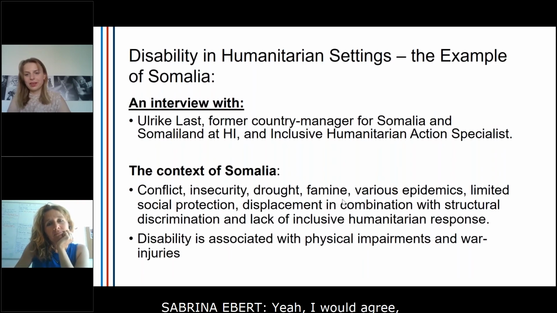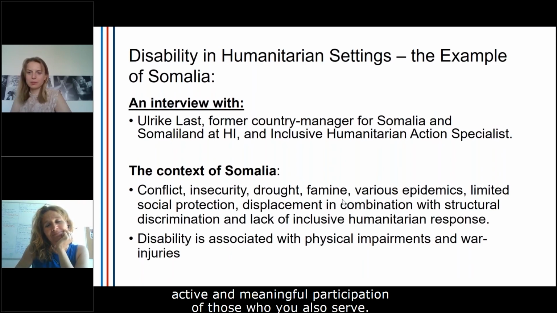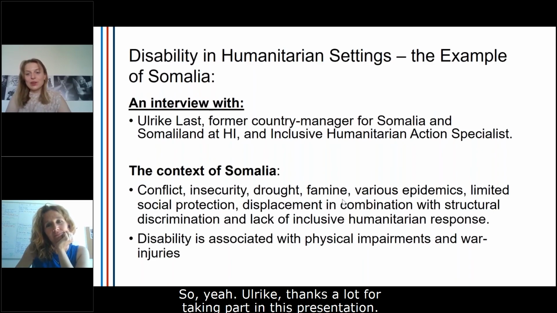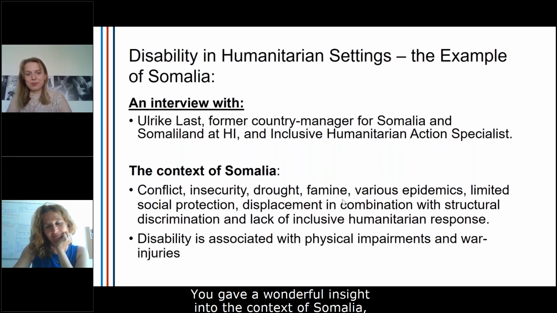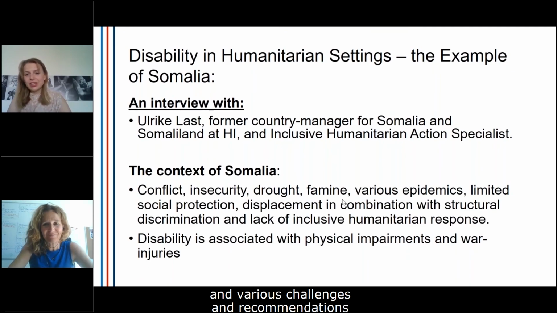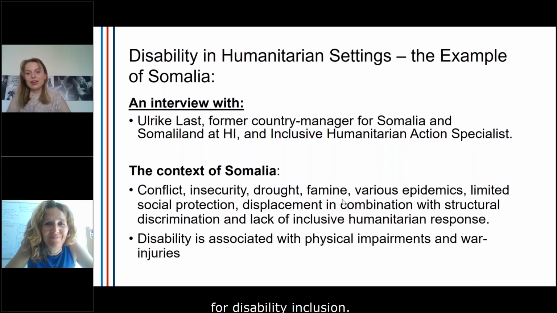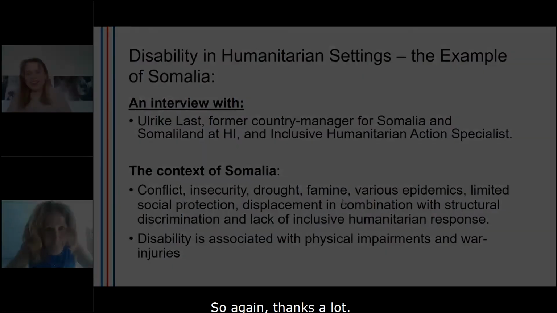Yeah, I would agree. Active and meaningful participation of those whom you also serve. So yeah, Ulrike, thanks a lot for taking part in this presentation. You gave a wonderful insight into the context of Somalia and barriers and challenges and recommendations for disability inclusion. So again, thanks a lot.